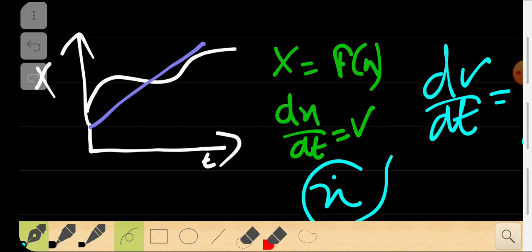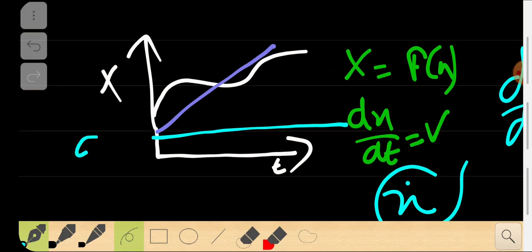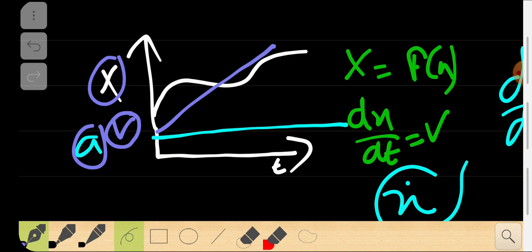So acceleration would be another curve. Here the velocity is a straight line, which we imagine, so acceleration would be a constant. That's how we can plot acceleration, velocity, and the position curves. So that's what we have discussed up until now.